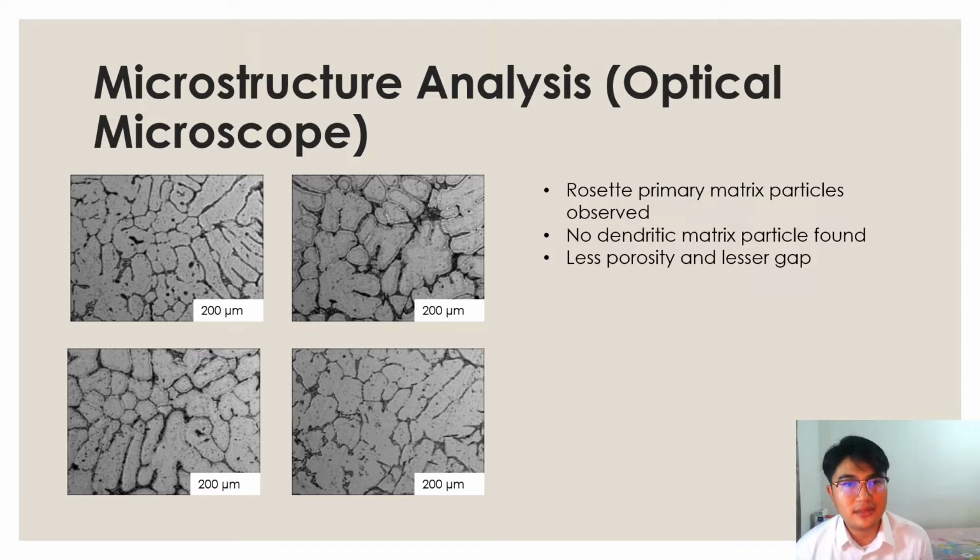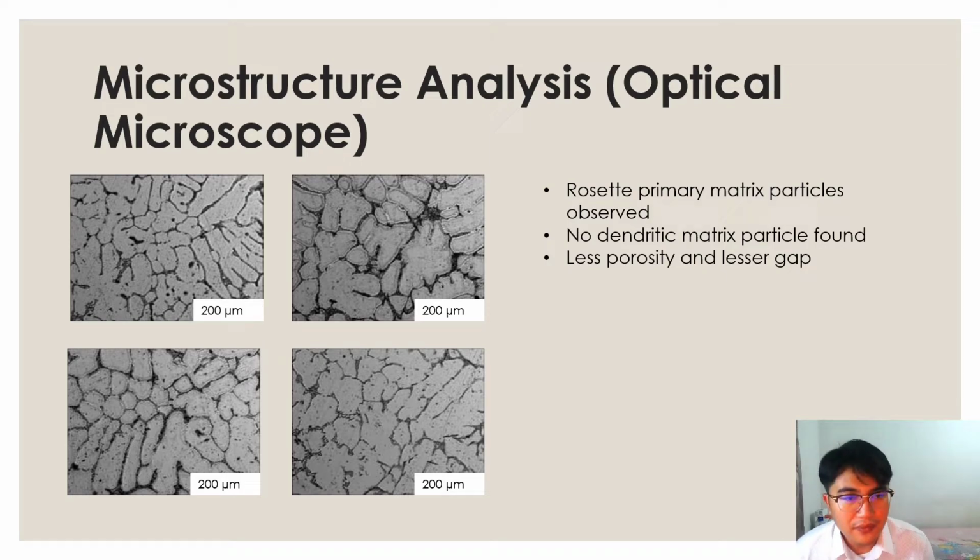So next is the microstructure analysis with the optical microscope. Rosette primary particles were observed after the stir casting, or rheocasting, in the semi-solid slurry. The raw material of magnesium alloy shows dendrite-type primary particles, but after it undergoes rheocasting, no dendritic matrix particles are found.